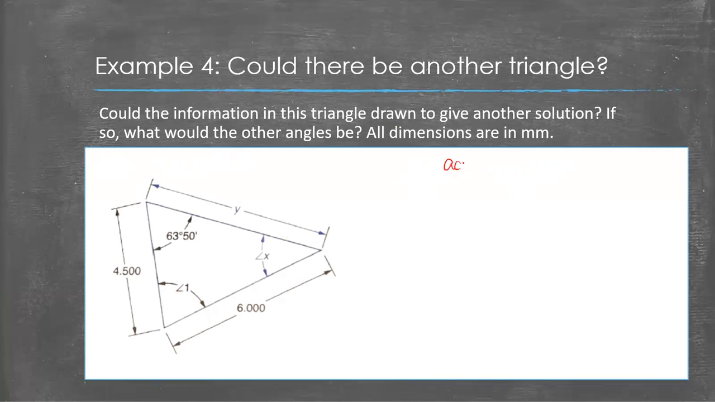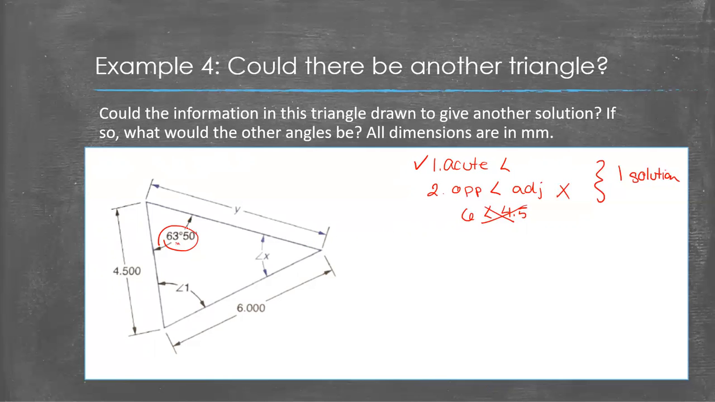I need an acute angle. Do I have an acute angle? It's less than 90. I've got that condition. Second condition: opposite has to be smaller than the adjacent. Okay, so the opposite is 6 and adjacent is 4.5. So 6 has to be less than 4.5. That's not true. So this isn't met. There's only one solution. We can't rearrange this side to give two triangles no matter how you try.